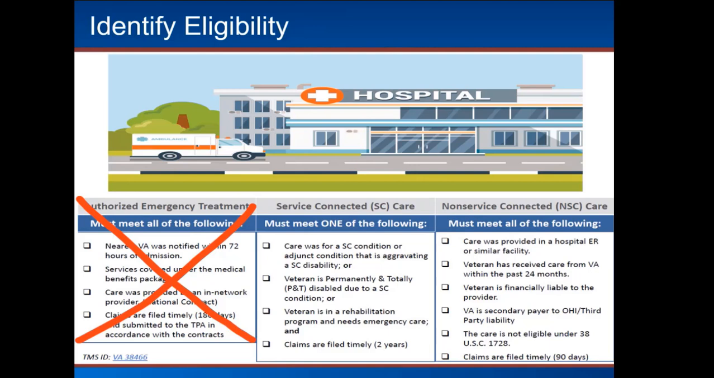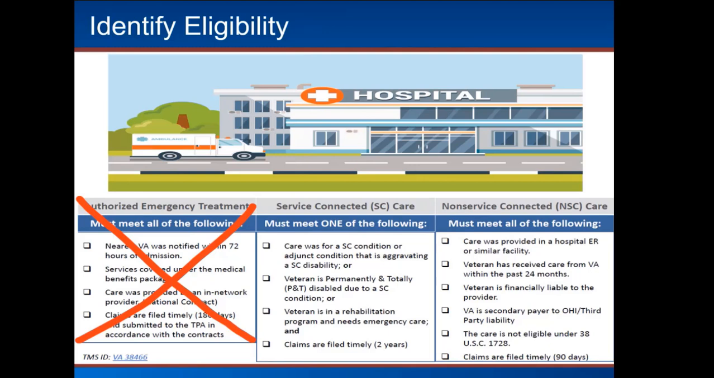The veteran must meet one of the following criteria. The care was for a service-connected condition or an adjunct condition that is aggravating a service-connected disability, or the veteran is permanently and totally disabled due to a service-connected condition, or the veteran is in a rehabilitation program and needs emergency care, such as voc rehab. And the final eligibility, the timely filing, must be met on each claim, and claims for service-connected 1728 care must be filed within 2 years.